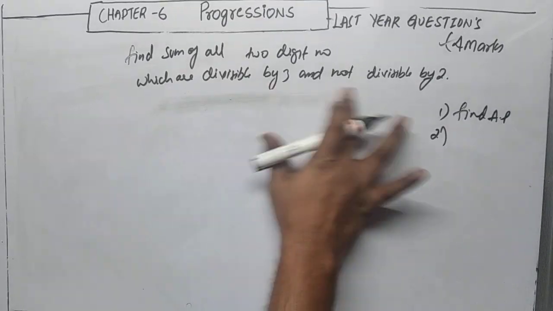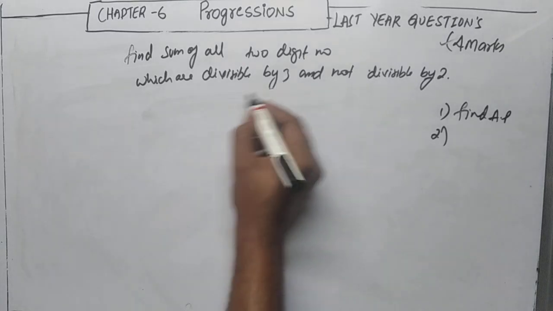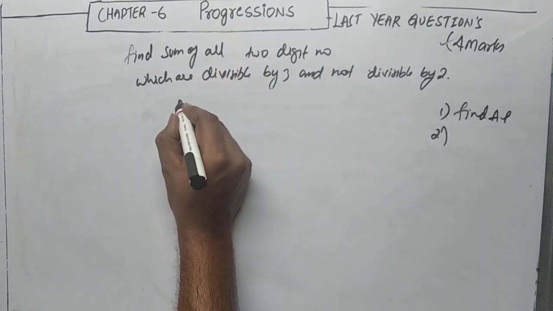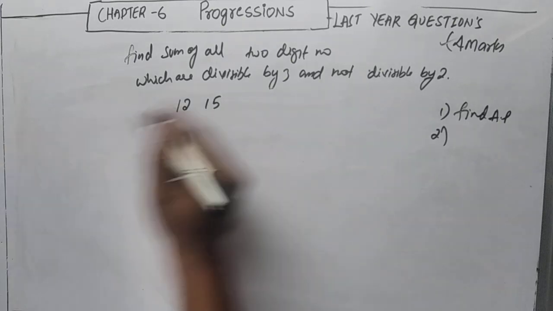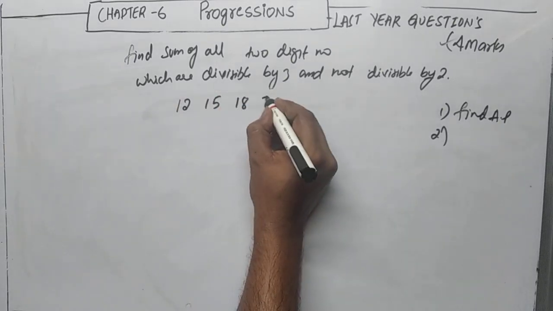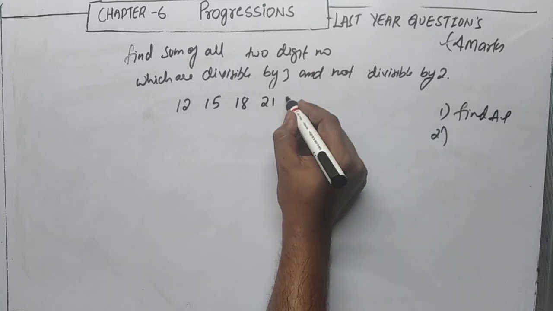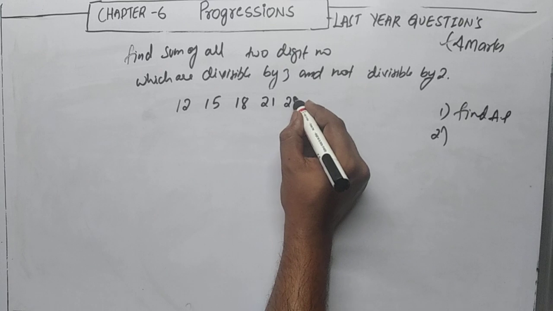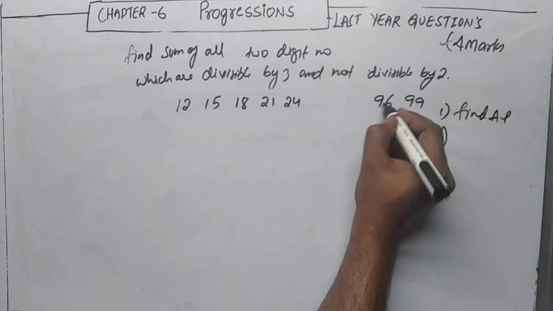First we will take all the two digit numbers which are divisible by 3. The first one is 12, 15, after 15 we have 18, after 18 21, then 24. The last number is 99, and before 99 we have 96.